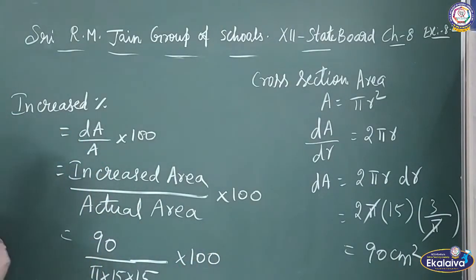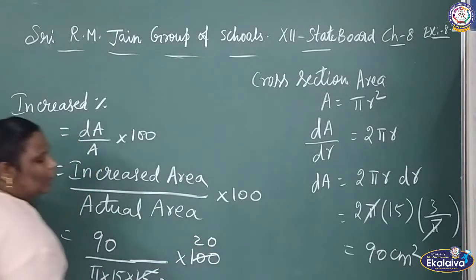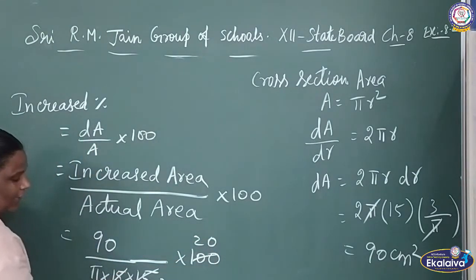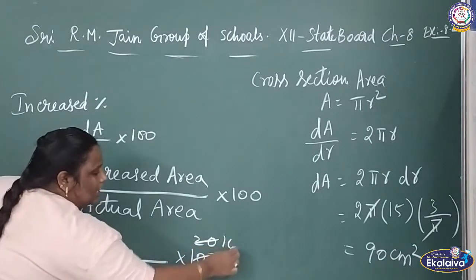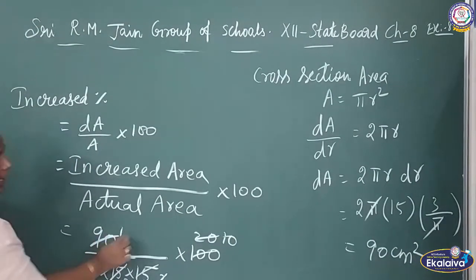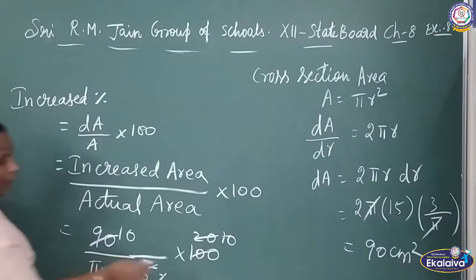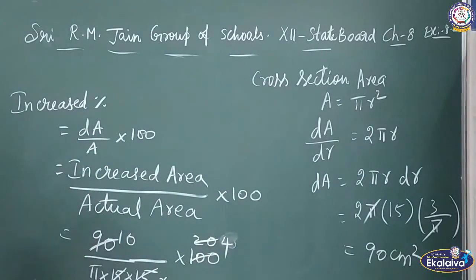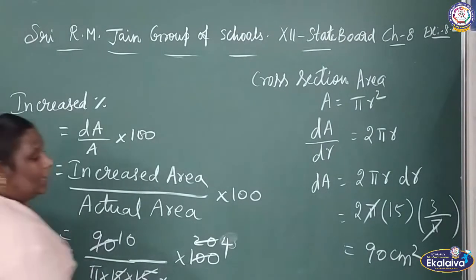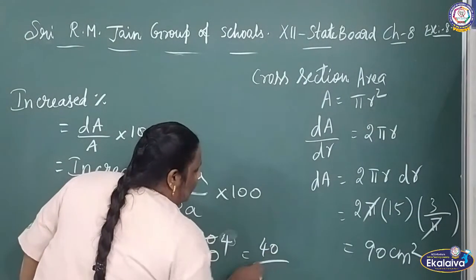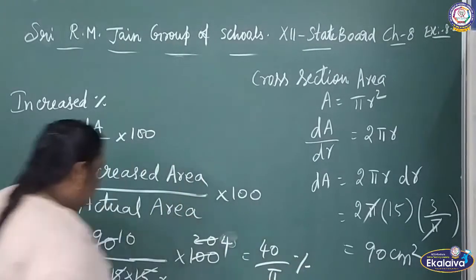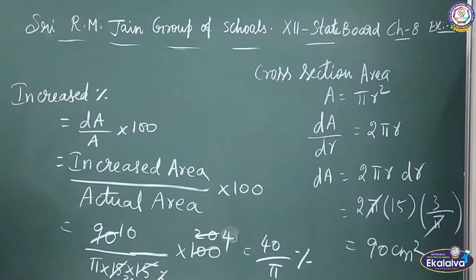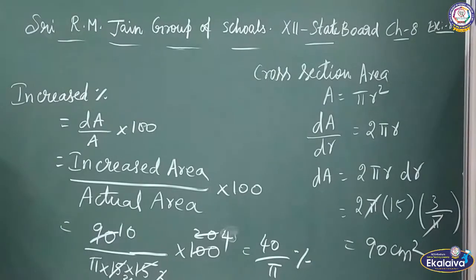See here, 15, 5 3s are 15... sorry, here 4s are 20, 3 3s are 9. So it gives what? 40 by pi percentage. It gives 40 by pi percentage.